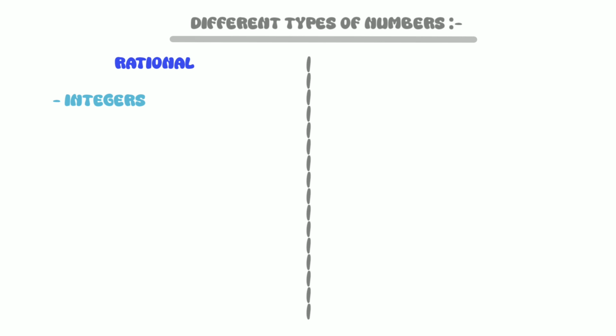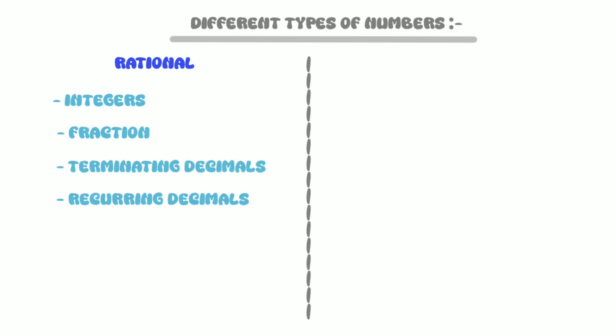We're going to be looking at all the different types of numbers that you need to know about. And we can split them into two different groups. Those that are rational, like integers, fractions, and terminating or recurring decimals, and those that are irrational, like surds. So in this video, we'll go through them one by one and look at some examples of each.